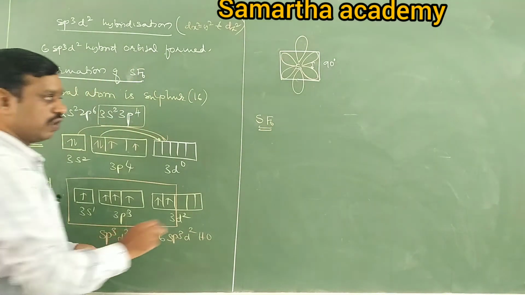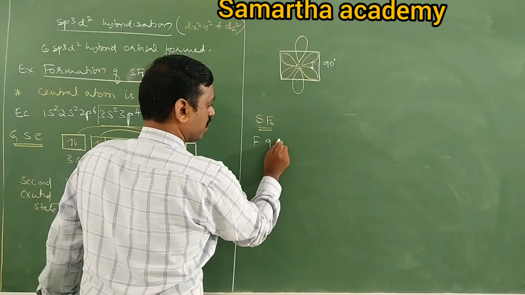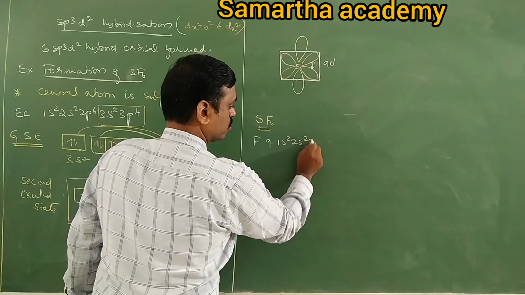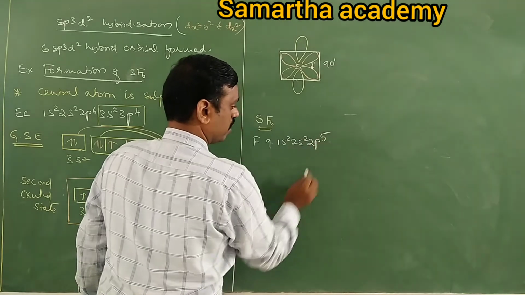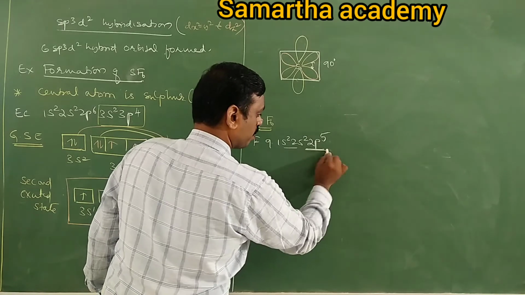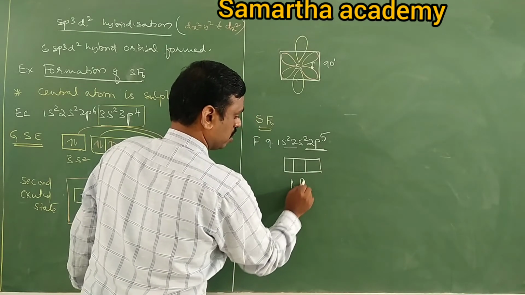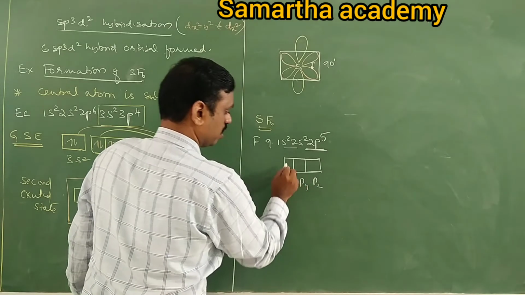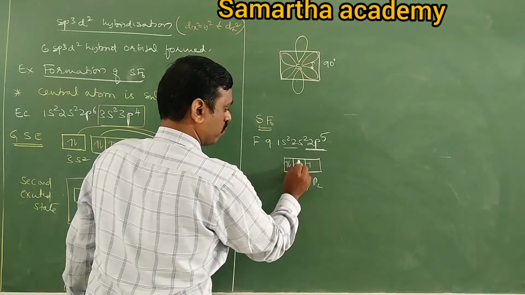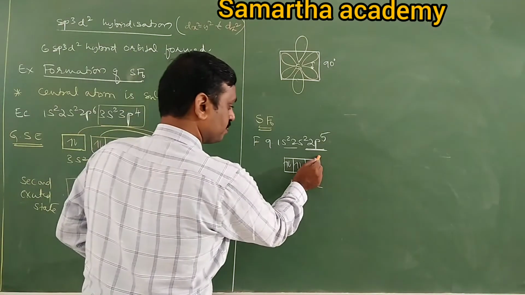Next, if you see the molecule, sulfur is surrounded by 6 fluorine, SF6. But we know, what is the atomic number of fluorine? It is 9. 1s2, 2s2, 2p5. Here 2s2 is completely filled, and 2p5 is px, py, pz, 1, 2, 3, 4, 5. Tell me which p orbital is incompletely or partially filled, that is pz.